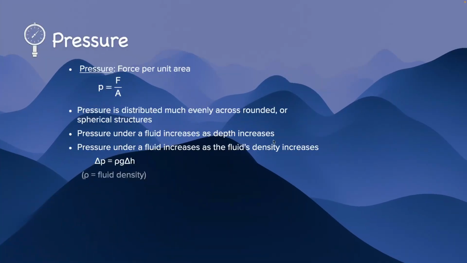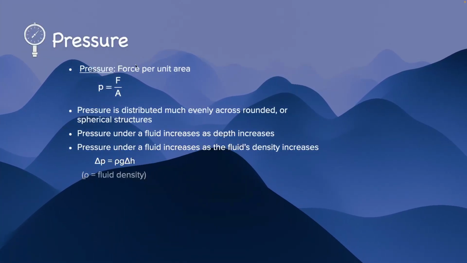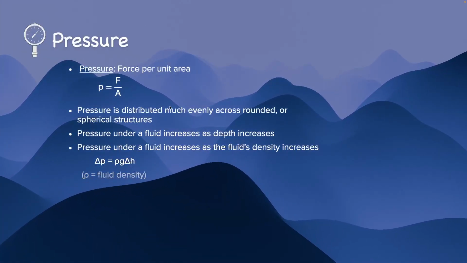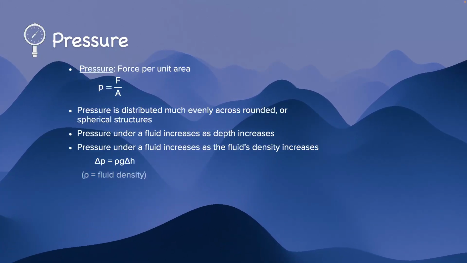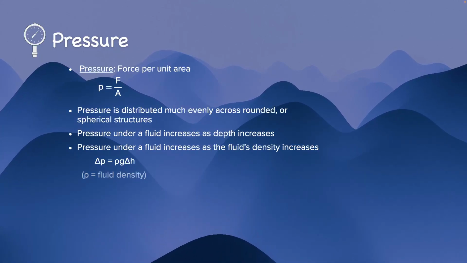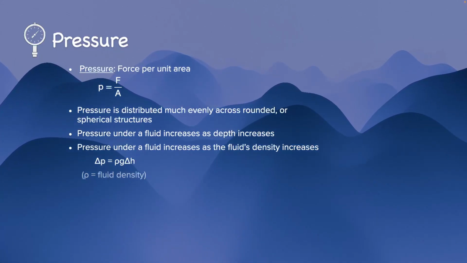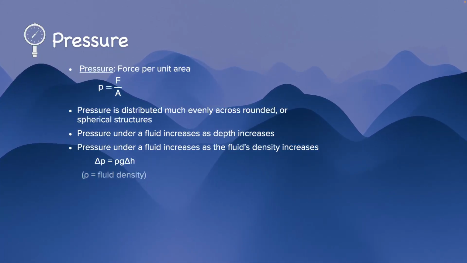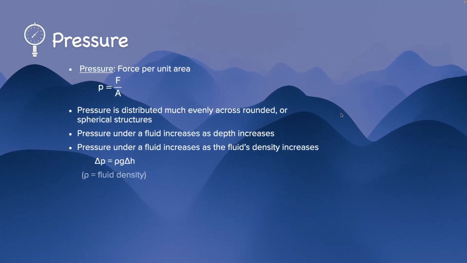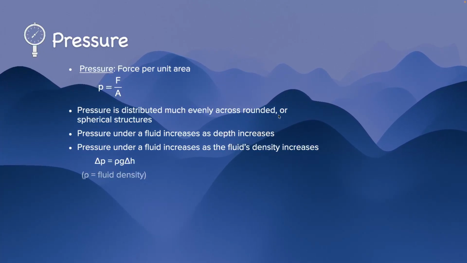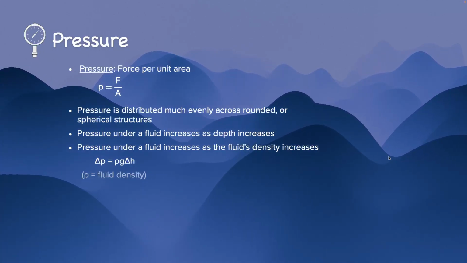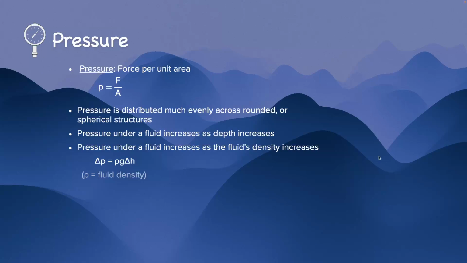Right, moving on. Pressure. It is the force per unit area, as we discussed. So for example, if there is a cube lying under the water, the water exerts a pressure on that cube to push it down or up. It is distributed evenly across rounded or spherical structures, more than it is on sharper edges.